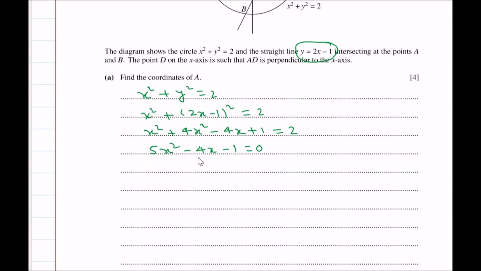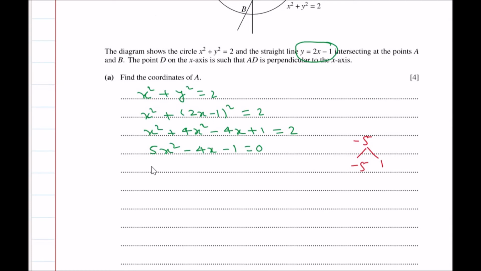So 5x² − 4x − 1. If you have this equation, you have to factorize this. So we get −5, 5 into −1, so −5, and we have to find −4 as the coefficient of x. So the sum of the factors should be −4. That is given by −5 and 1. If you multiply both, you will get −5. If you add, you will get −4.